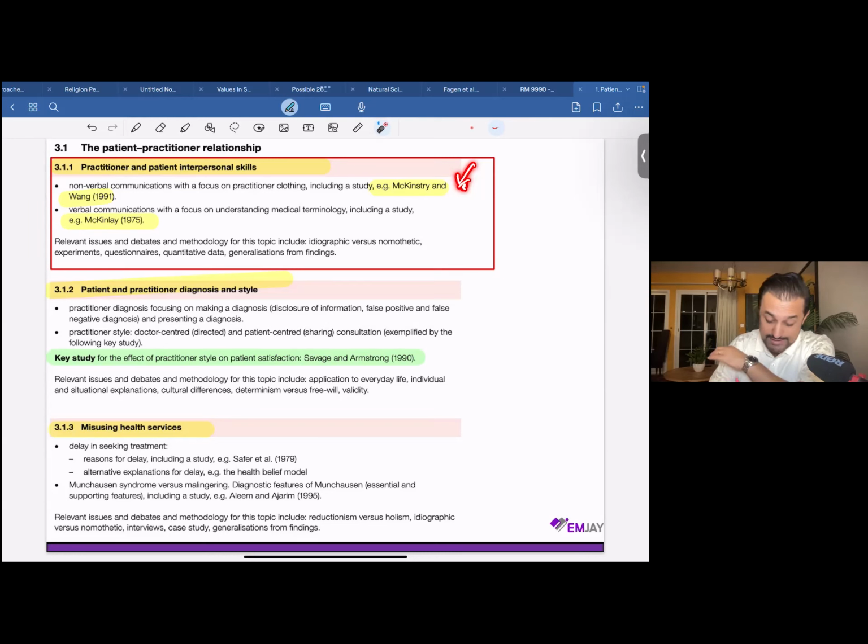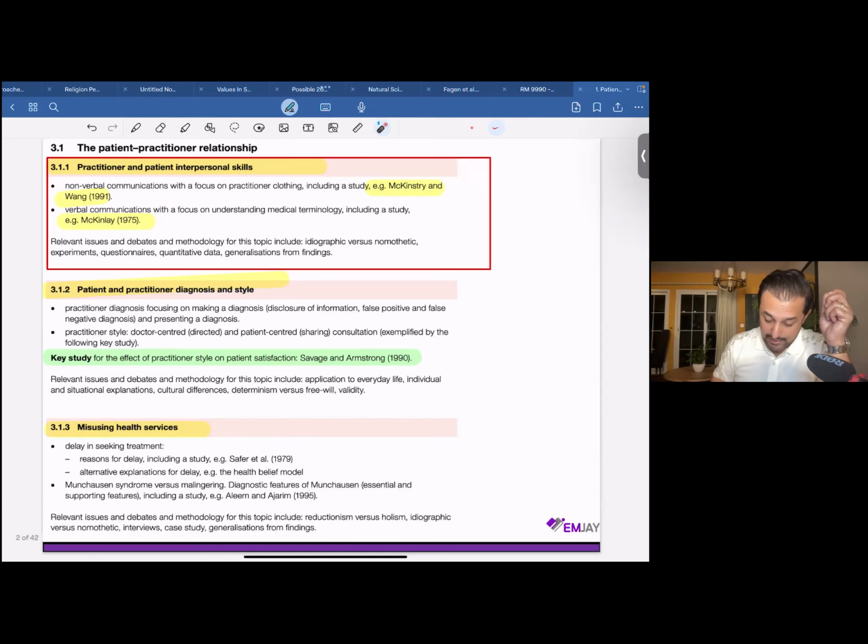What's the difference between a key study and example studies? Number one, the key study is specified in the syllabus, and number two, you need to know the key studies in a lot more detail as compared to the example studies, right? Nonetheless, if there's any study that is mentioned in the syllabus, you can get questioned on it.